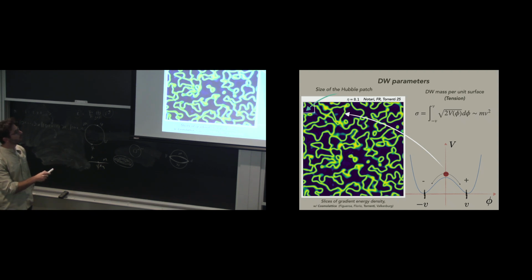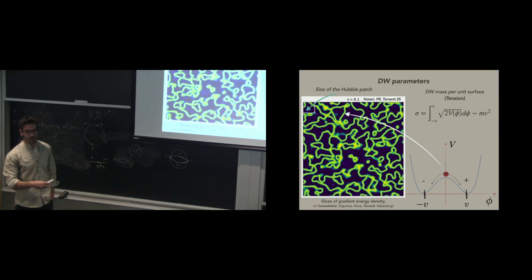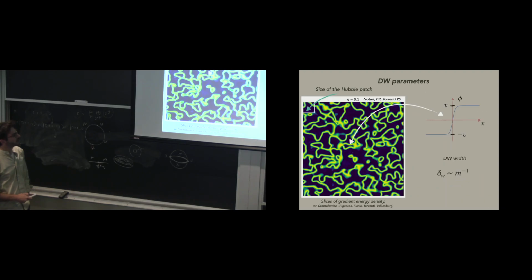And the crucial properties of these objects: macroscopically they can be described by two parameters. One, of course, is the tension. This is just the mass per unit surface, very much like the mass for a particle. And this will be estimated by the mass of the scalar times the VEV squared. So that's the first quantity. The other one is the width, which is often very tiny compared to the Hubble length. And so typically we think of these objects as being thin wall objects.